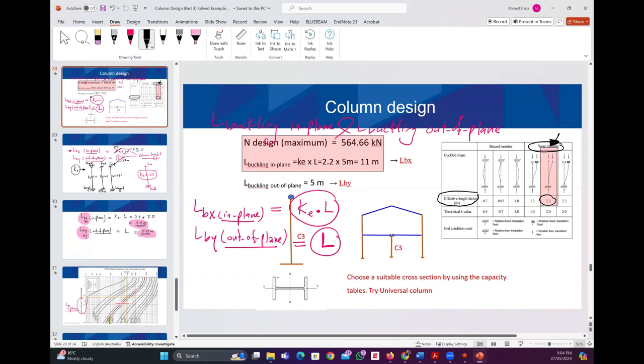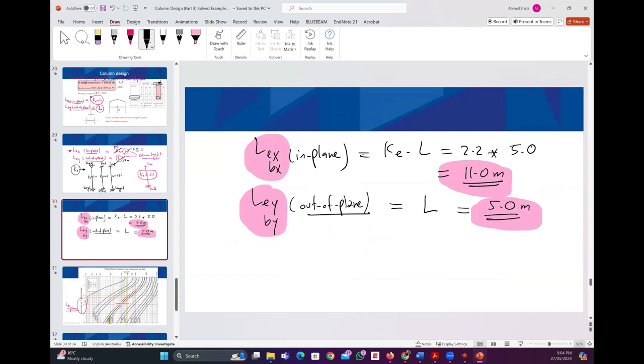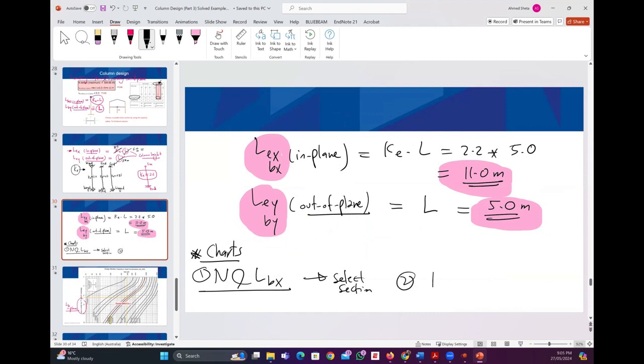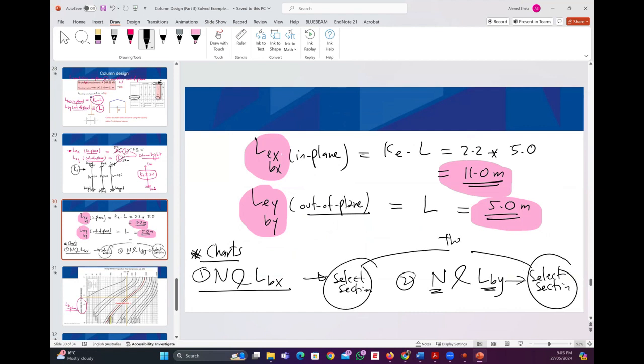That's good. No worries. So what is the next step after we find the buckling lengths LEX and LEY? We will go to the charts, two charts: with N and LBX in one table and select a section, and another table with N and LBY, and select another section. From these two sections, we will choose the bigger section.